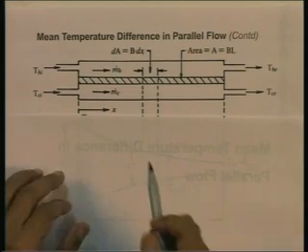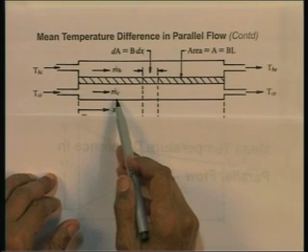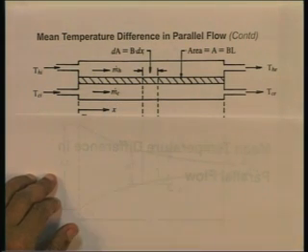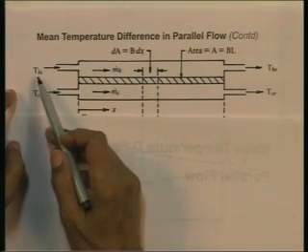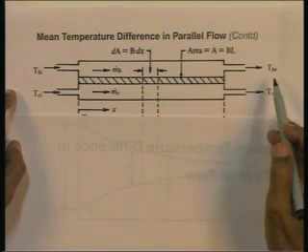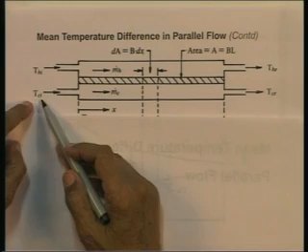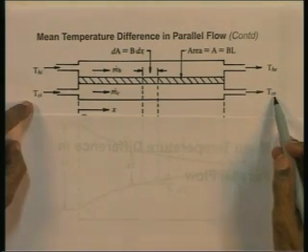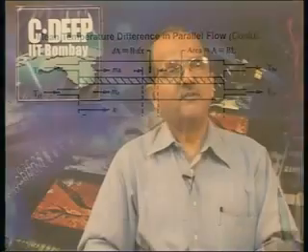The flow rate on the hot side is m dot H, as you can see it shown here. The flow rate on the cold side is m dot C, shown here. The hot fluid enters with a temperature Thi and leaves with a temperature The. The cold fluid enters with a temperature Tci and leaves with a higher temperature Tce. We would like to derive an expression for the delta T m, the mean temperature difference for this parallel flow heat exchanger. That is our job.